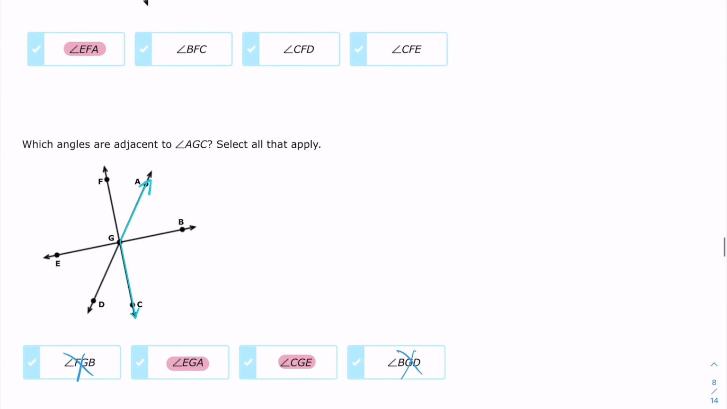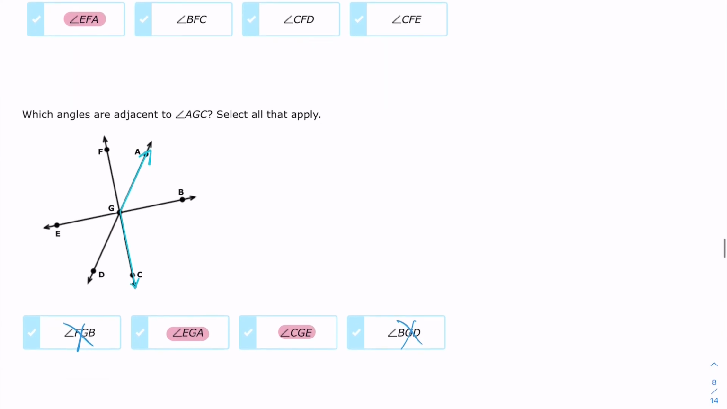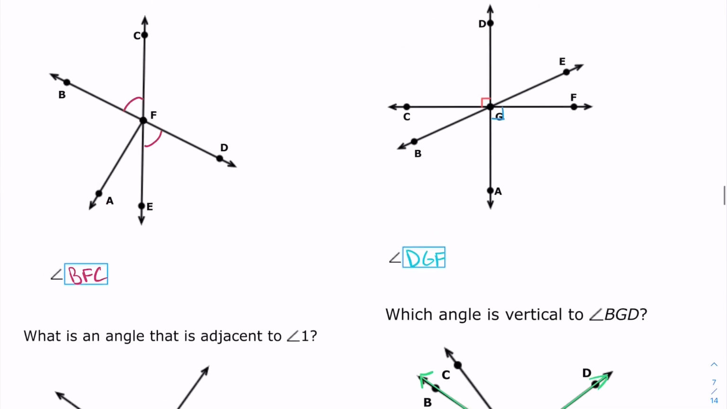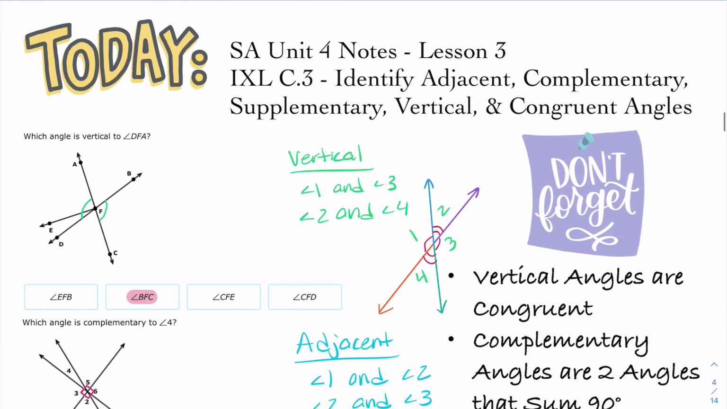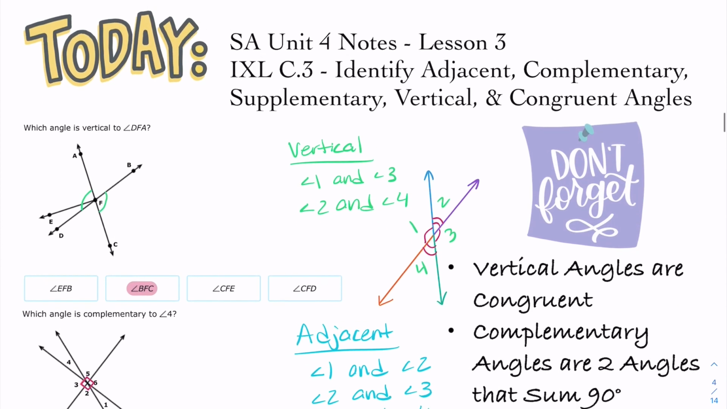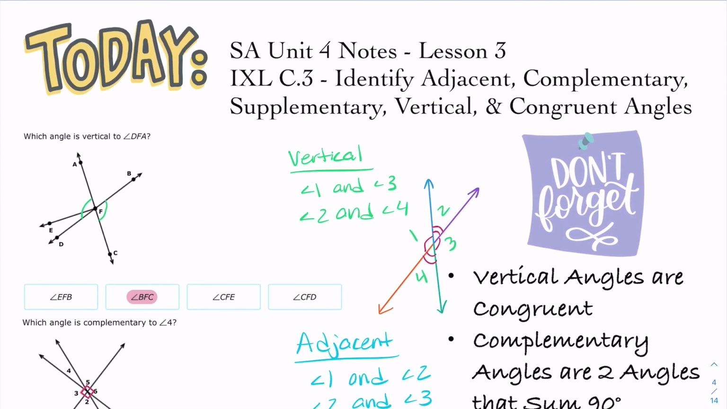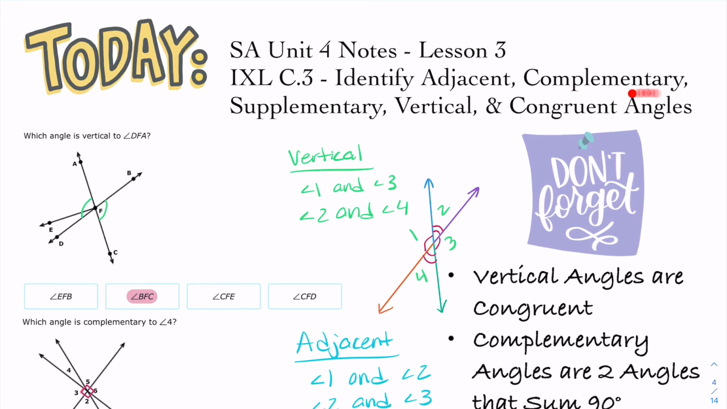So these are fun. They do take a lot of time and energy, but you'll do good on them. So again, this is C3. Just remember, adjacent means to be next to or near. Complementary is two and only two angles that add up to 90. Supplementary is two and only two angles that add up to 180. Vertical angles are opposite. They're formed by opposite rays, and they are congruent. And then congruent angles, obviously, are congruent, but adjacent are side by side.